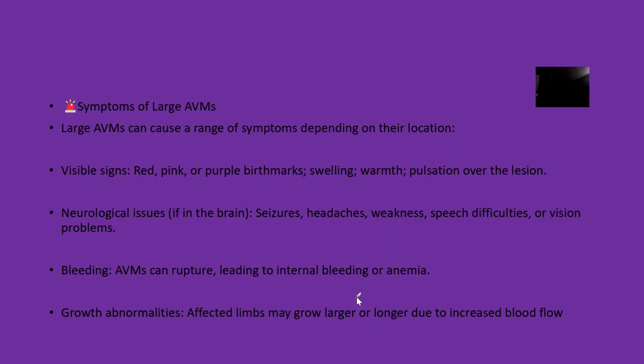Okay, so symptoms is what? Visible signs, so they're having red, pink, purple birthmarks. If you check the place, it's swollen, it's warm. Neurological issues: seizures, headaches, weakness, most of the time it occurs in the brain. Bleeding, it can rupture. Growth abnormalities, so the baby is affected, limbs may grow larger or longer due to increased blood flow, all those things.